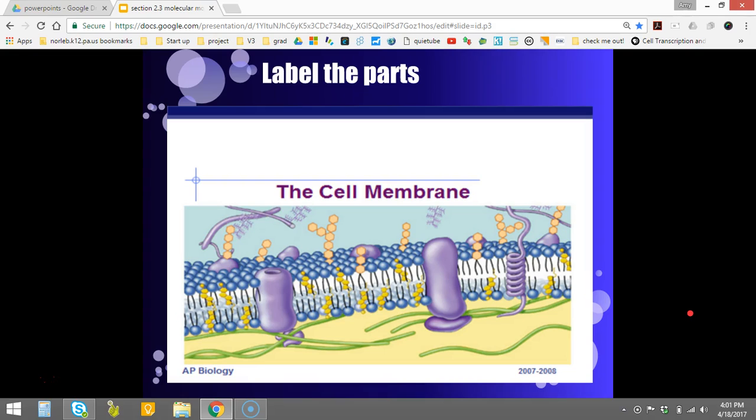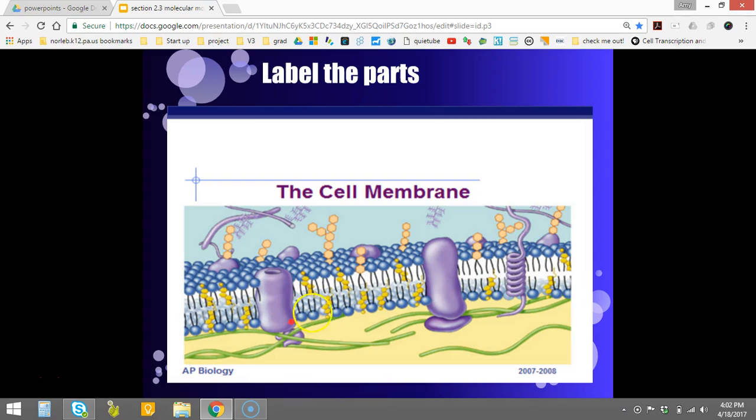Here are some parts that you need to label. First part, as you're drawing all of your lipids, you should start with the head and the two tails. Draw a line to one or two of those and label those the lipids. Then, in the middle of your lipids, draw some proteins. Proteins go all the way through, and they act as tunnels or channels for molecules to go through the cell membrane.